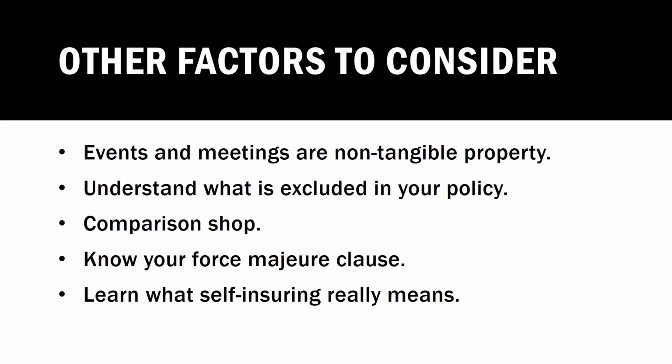A few other things to keep in mind from ASAE. Events and meetings are non-tangible property that you want to protect, just as you would any other physical and intellectual properties. Understand what is excluded in your policy. Typical exclusions may include things like financial failure, loss of financial support from other entities, and other elective necessities such as inconvenience or conflict with local ordinances.